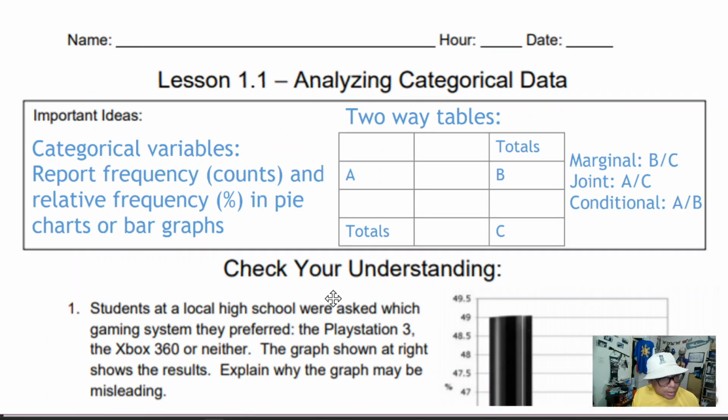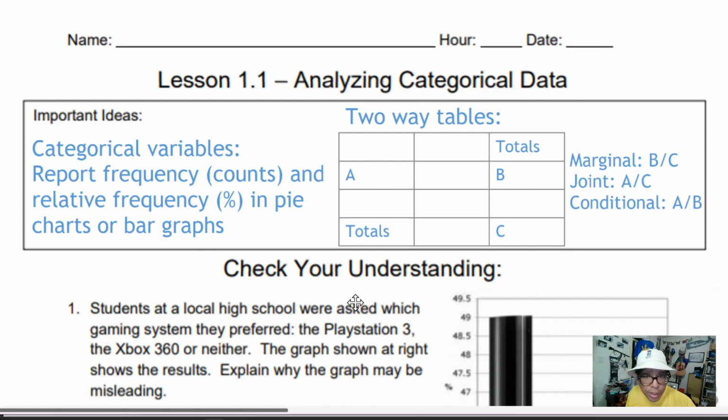We only really looked at two different things today. The first thing was categorical variables and what they were. And if you want a definition, of course, categorical variables report the frequency or counts and relative frequency in pie charts or bar graphs. Now, we also looked at two-way tables. Two-way tables look like a chart that separates data.